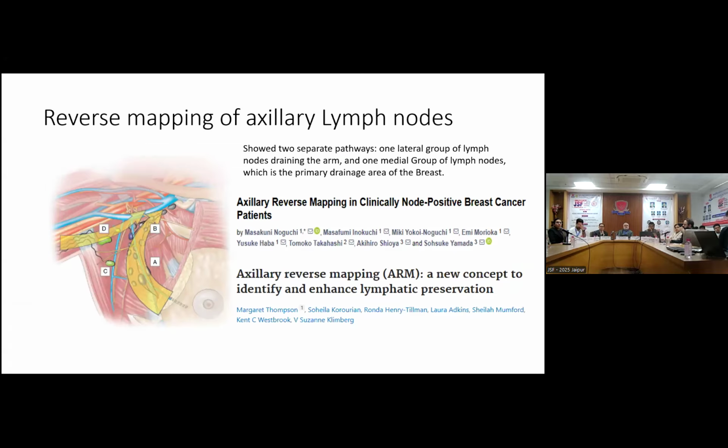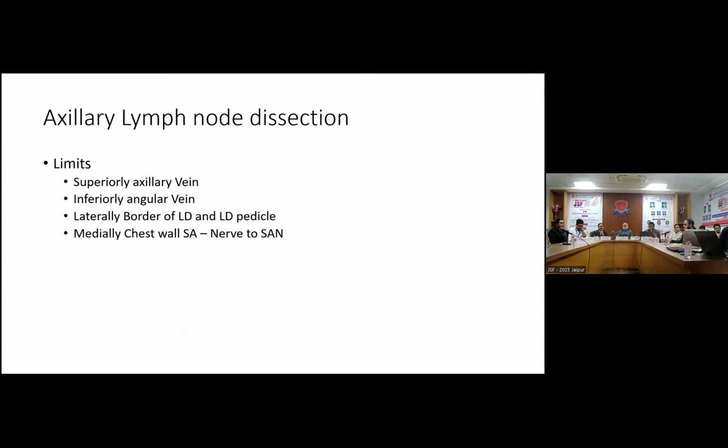So reverse mapping of the axillary lymph nodes has been done to show that there are separate pathways for the lymph nodes draining the arm and the lymph nodes draining the breast. As you can see, the arm lymph nodes mostly drain into zone D, and the breast is draining into A and B. So theoretically, we can preserve D and C if we are doing an axillary dissection, but the studies have shown that it is oncologically not safe to preserve the C and D group of lymph nodes when we are doing an axillary dissection. But in sentinel lymph node biopsy, the advantage is that C and D are automatically preserved.